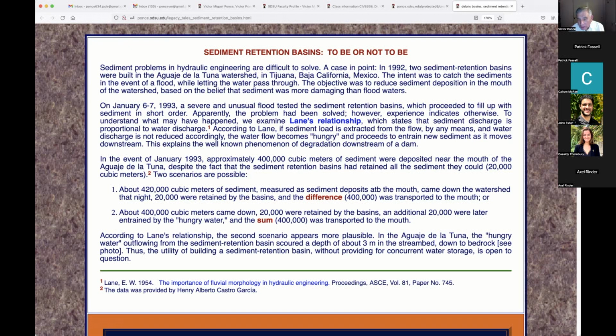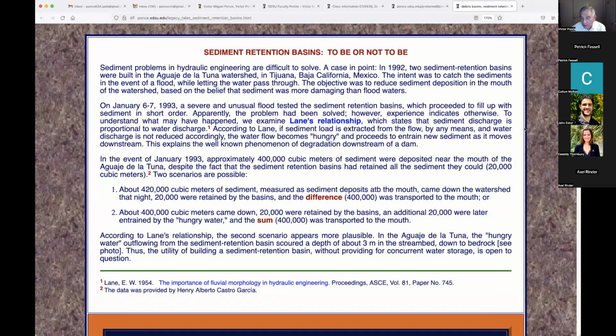In the Aguaje de la Tuna, Aguaje, by the way, is a Spanish word that means small river. A small river with a little bit of water. The hungry water outflowing from the sediment retention basin scoured a depth of about 3 meters in the stream bed down to bedrock. See photo.